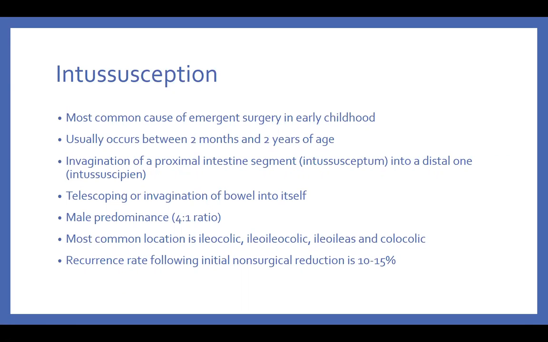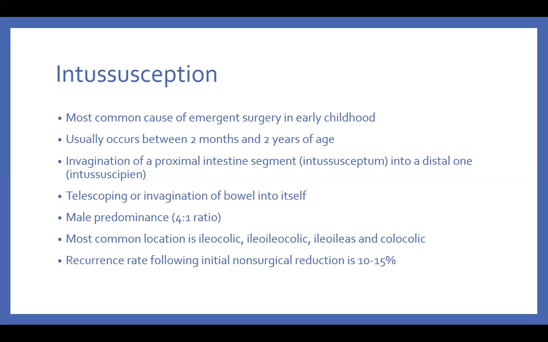One of the most common causes of emergent surgery in early childhood. It usually occurs between the age of 2 months and 2 to 3 years of age. It's referred to as telescoping of bowel or invagination of bowel, meaning one segment or loop of bowel invaginates into its own or into another one. The proximal segment of that intestine is referred to as the intussusceptum. The distal one, the recipient, is referred to as the intussuscipiens.